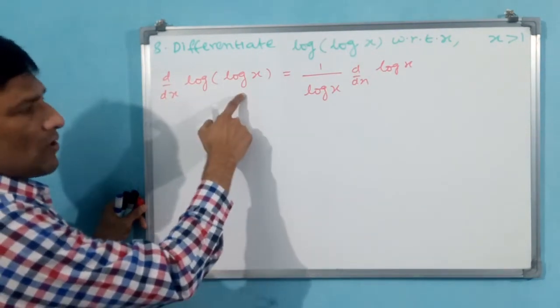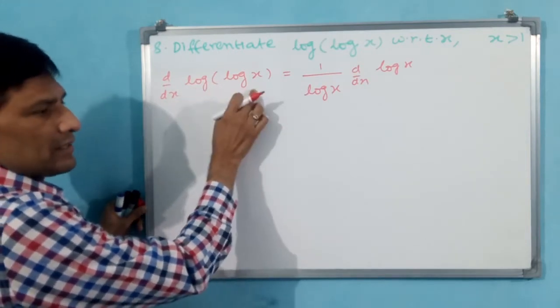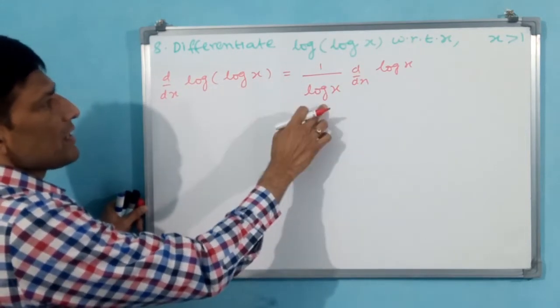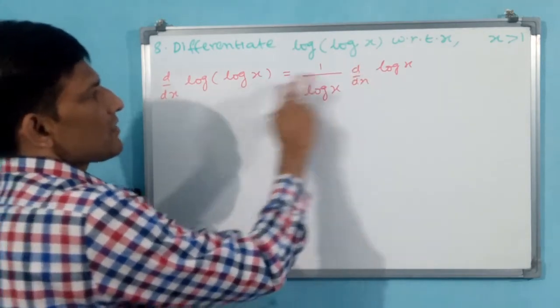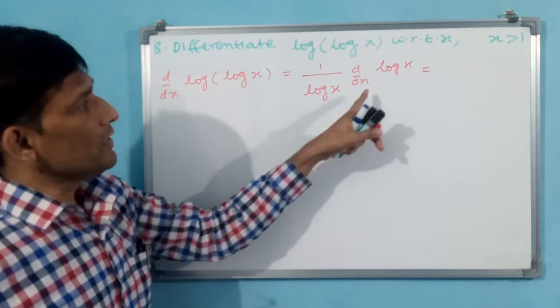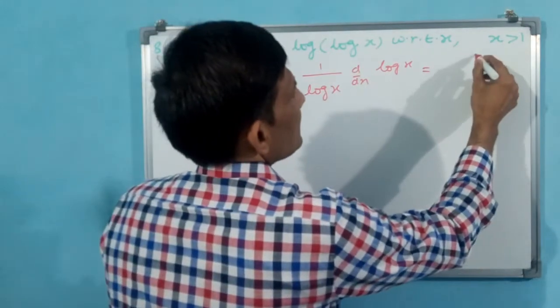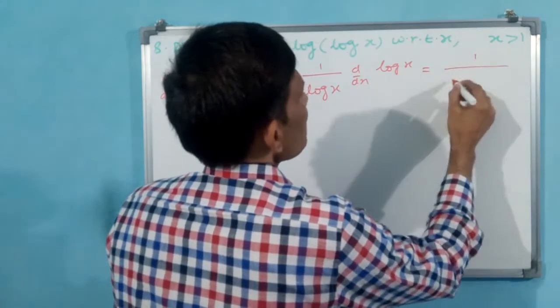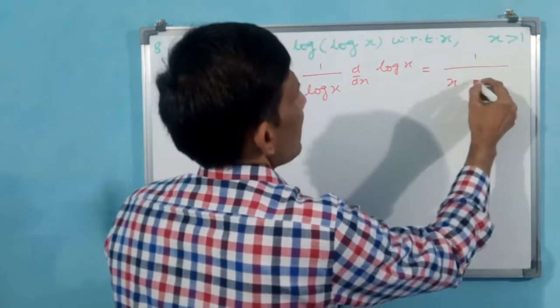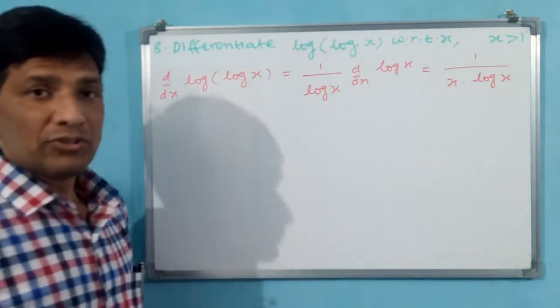d by dx of log x is equal to, I will take this as x. d by dx of log x is 1 by x. 1 by this log x, d by dx of again this log x. Is it okay? Definitely okay. You see, d by dx of log x is again 1 by x. This is 1 by x into again, already log x is there, 1 by x log x. Is it okay? Definitely okay.